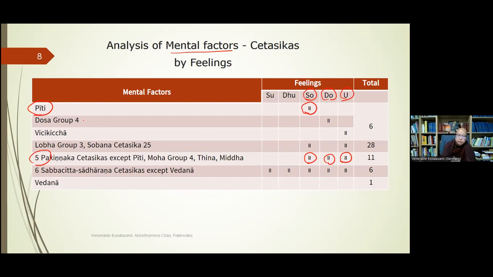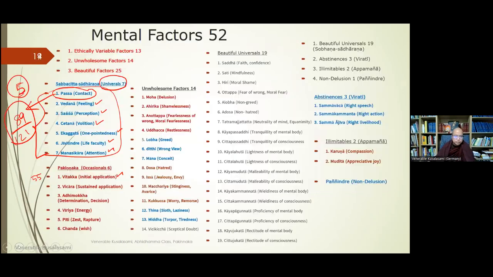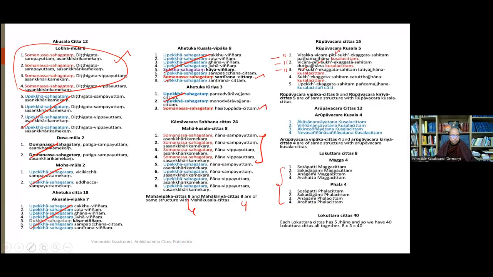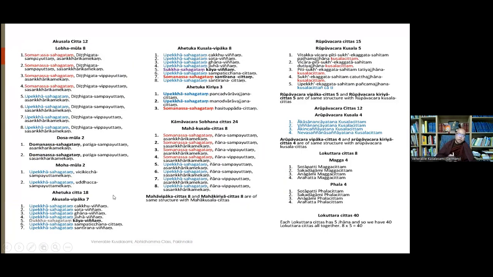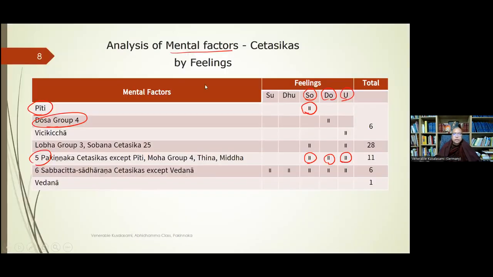So dosa group. Dosa group, let's see together. So how many is the dosa group? Dosa group: dosa, issa, macchariya, and kukkucca. So how many consciousness can be together with the dosa group? But it's quite clear, because the dosa group can be only dosa mula, hatred-rooted consciousness, only two. So then it has only one feeling. What feeling? Domanasa vedana. So that's why the dosa group has only one feeling.